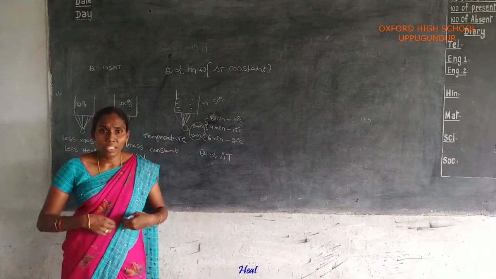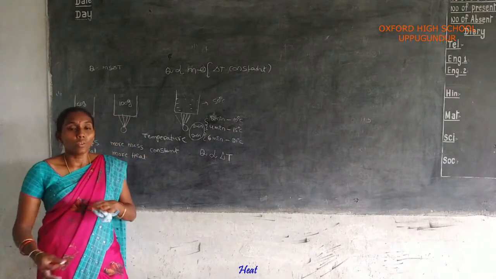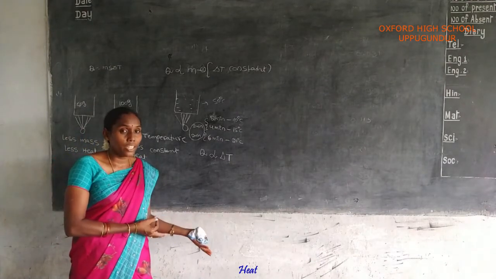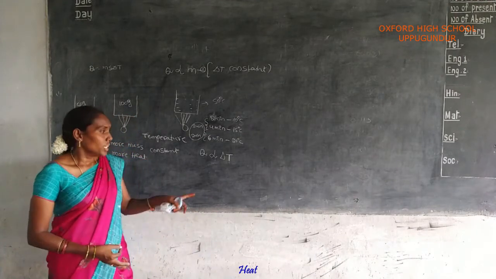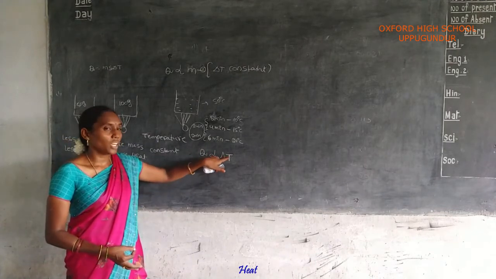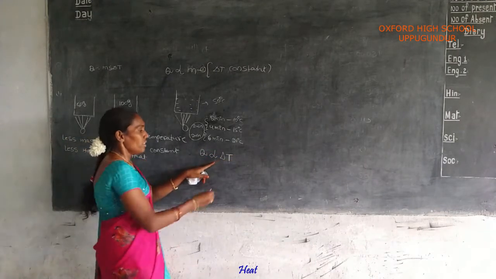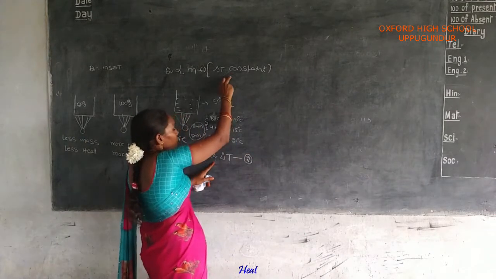If we supply more heat energy, the body temperature increases. If we supply less heat energy, the temperature of the body decreases. Here the amount of heat energy is always directly proportional to change in temperature. Here constant time interval. Here constant temperature.